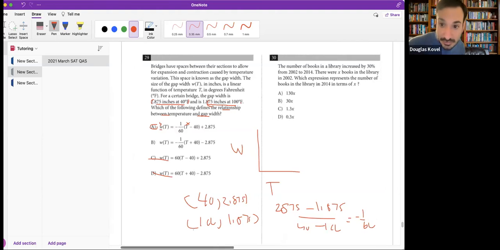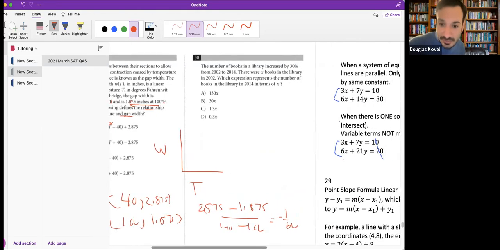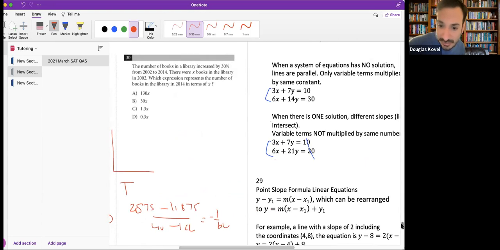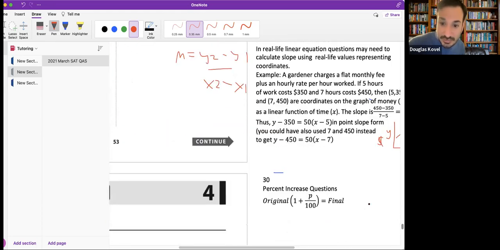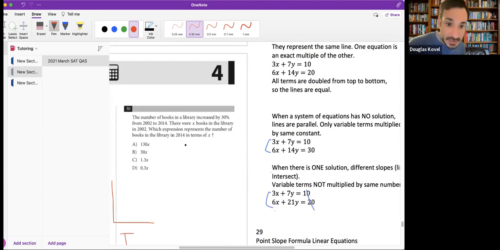All right, and then we can look at number 30. So number 30 is actually a variation of the exponential change formula that we saw, just without the exponent. So for just regular percent increase questions, original times 1 plus p over 100 is equal to your final value, where p is the percent that you're going up by. So in this case, they told me that the number of books in a library went up by 30% from 2002 to 2014. There were X books in the library in 2002. So which expression represents the number of books in the library in 2014 in terms of X?